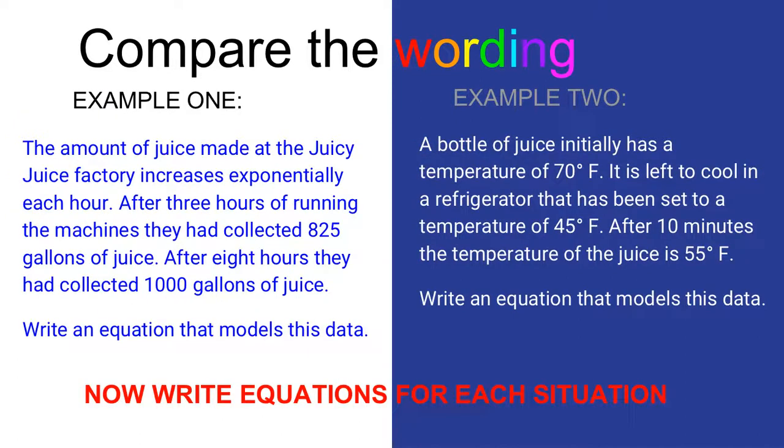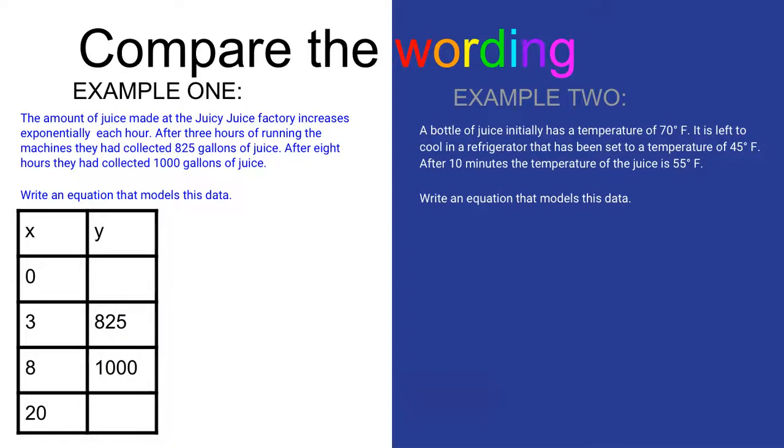So back to the examples again. Now we want to write the equations for each situation. You can look at them both again, reread them if you need to. So what I did is I placed the data points of 3, 825 and 8, 1000 into the table for the given information. Then I knew that it was a multiplication-based rule because they told me it was growing exponentially, so I'm going to do next divided by previous.